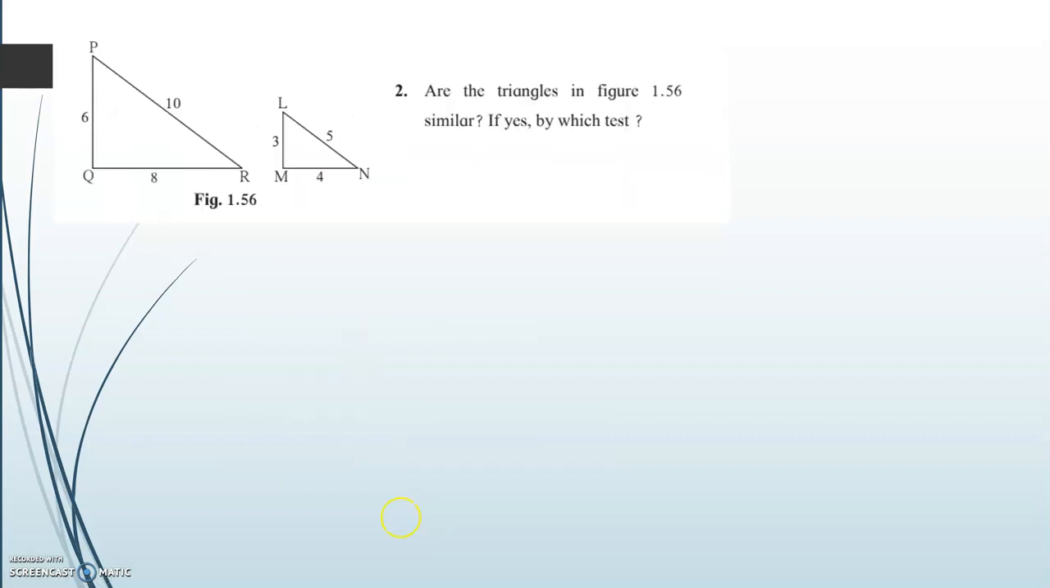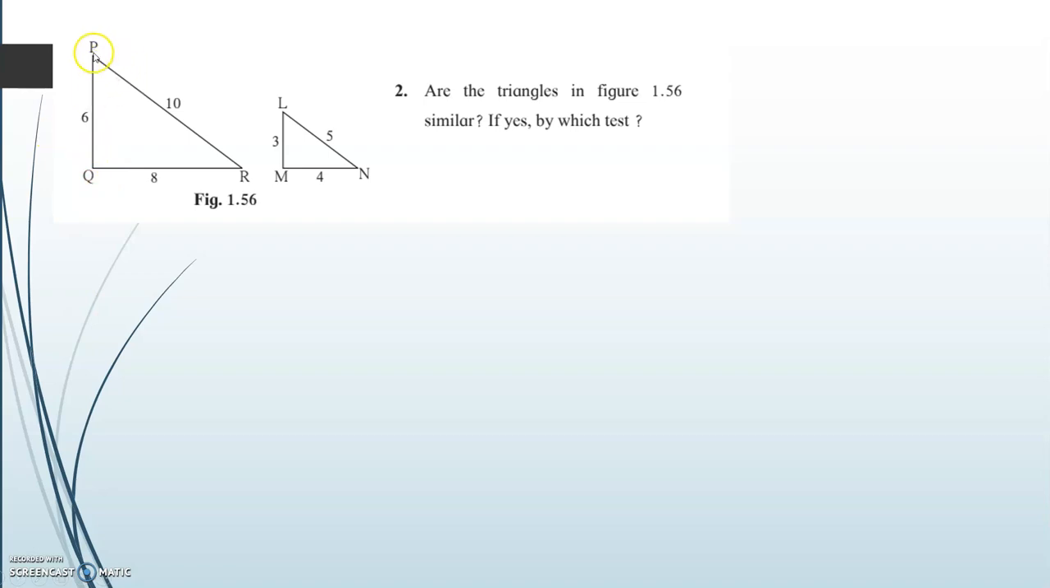Let's move on to the second one. Are the triangles in figure 1.56 similar? If yes, by which test? Now here we can see we are given all three sides for both the triangles. Now we have to find whether they are proportional, that is, whether they are in the same ratio or not.